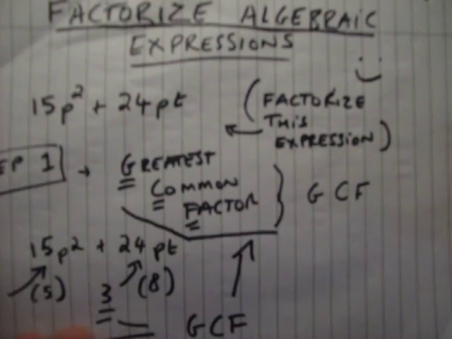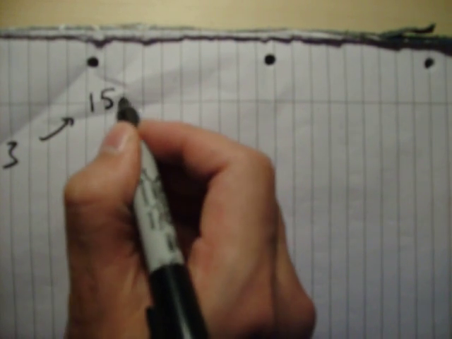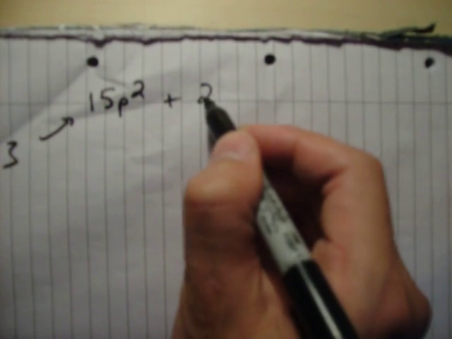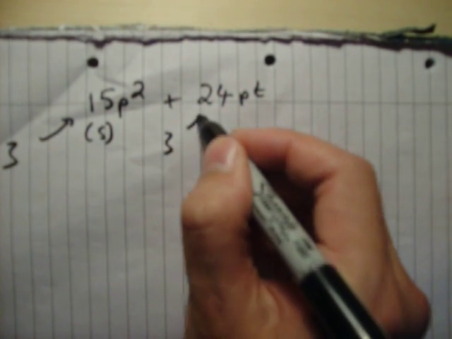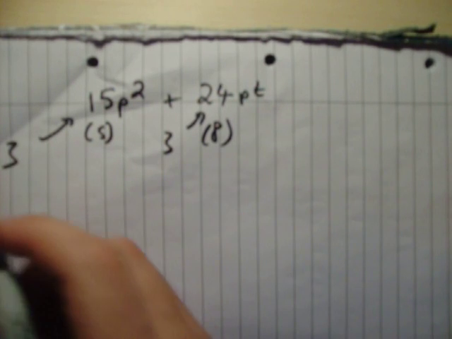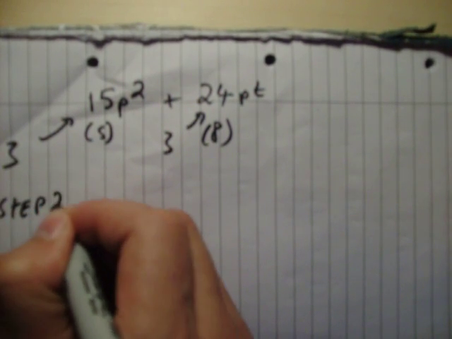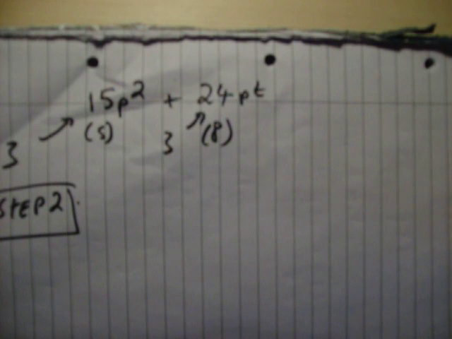Let's move on to another page. So 3 goes into 15p plus 24pt, 5 times, and 3 goes into 24 8 times. Step 2. You found your GCF, your greatest common factor. Now you need to factorize it.